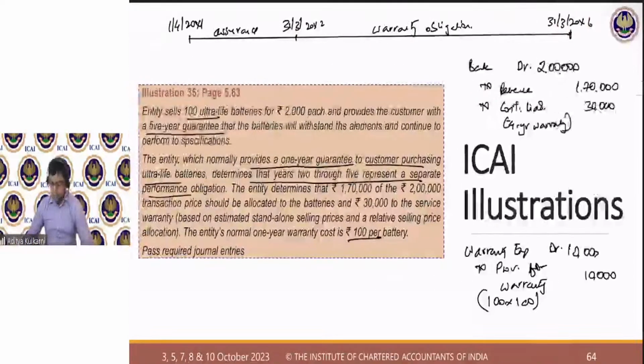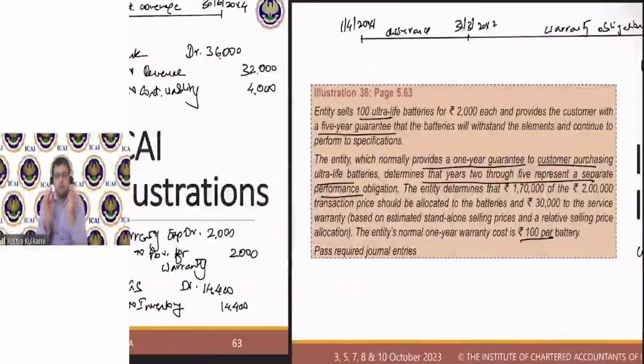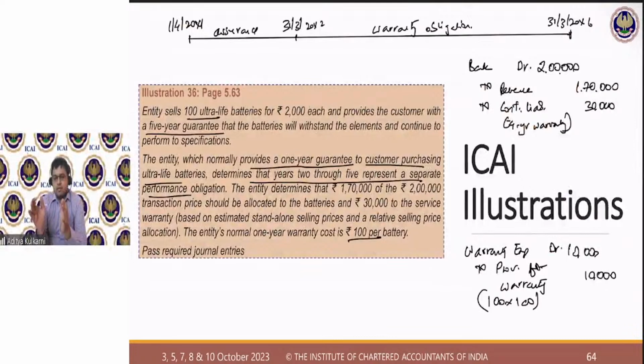All right. You want me to explain once again? Come on. If you have understood the previous one, this is not difficult. See, I am selling batteries. The batteries come with a 5-year warranty. The entity thinks that the first warranty is an assurance warranty. We are selling additional warranties, that means from years 2 to year 5. So the warranty sale from year 2 to year 5 is a separate performance obligation.